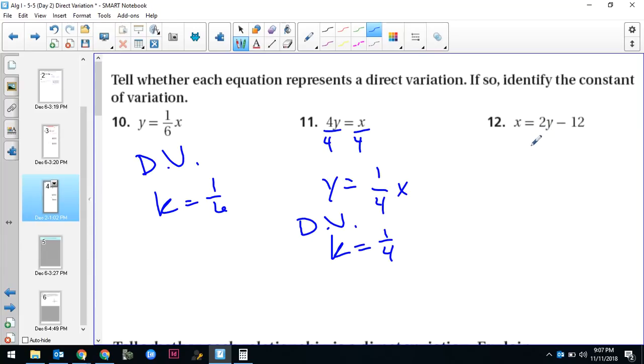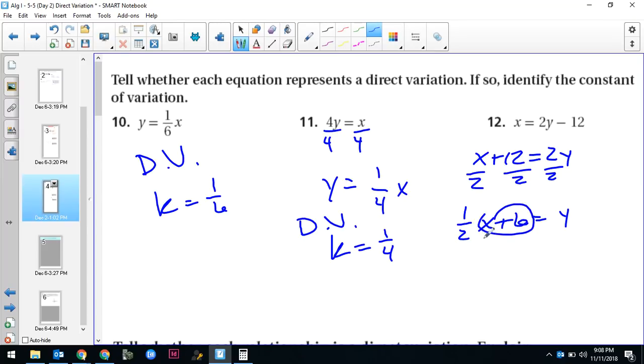This one here, y is not solved for. So I'm just going to add the 12 over to the other side. I get x plus 12 is equal to 2y. I divide by 2 to everything. So 1/2 x plus 6 is equal to y. And look, plus 6. That plus 6 means not a direct variation.